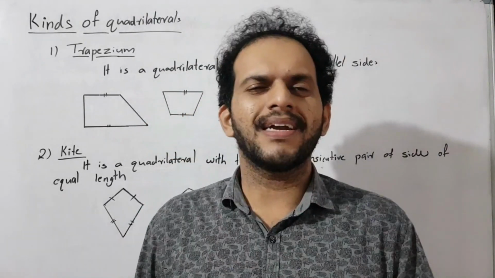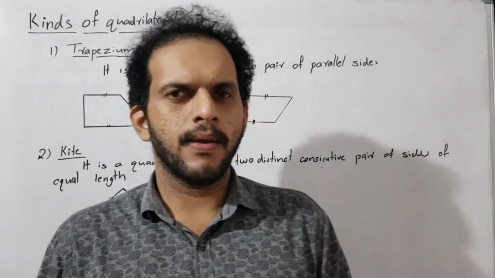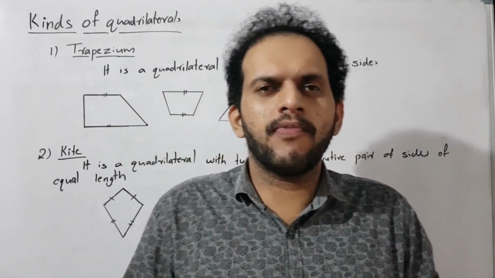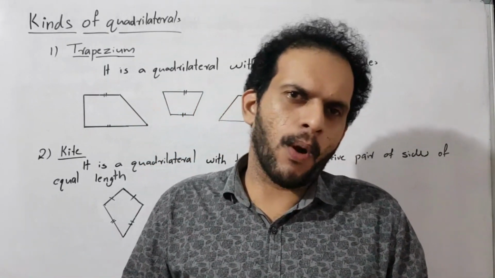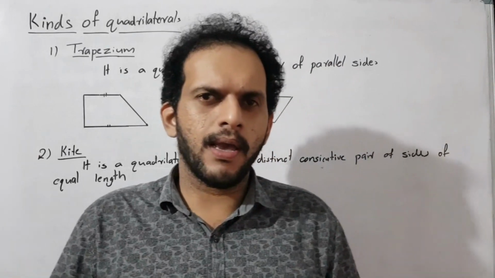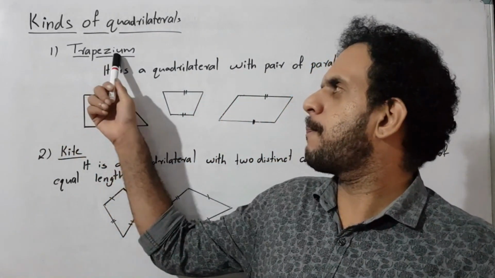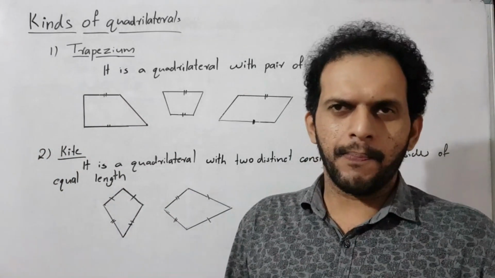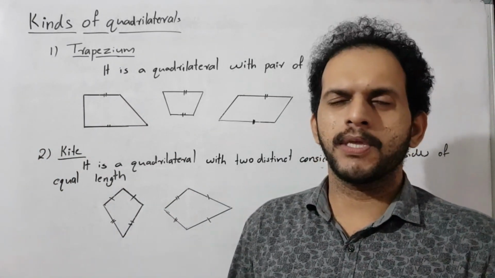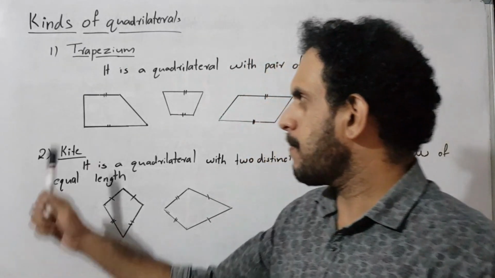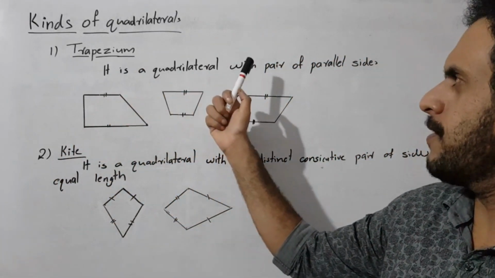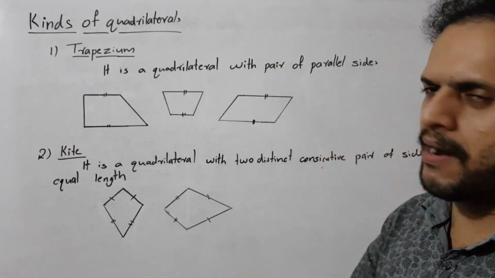We have different types of quadrilaterals. According to their specialty we give them some names, and some properties follow them. First we study the trapezium, a very important one. What is a trapezium? A trapezium is a quadrilateral with a pair of parallel sides.